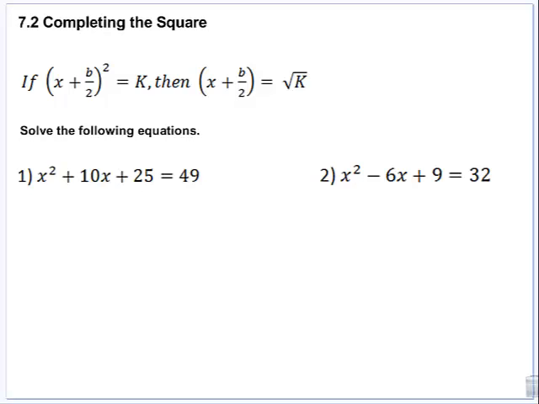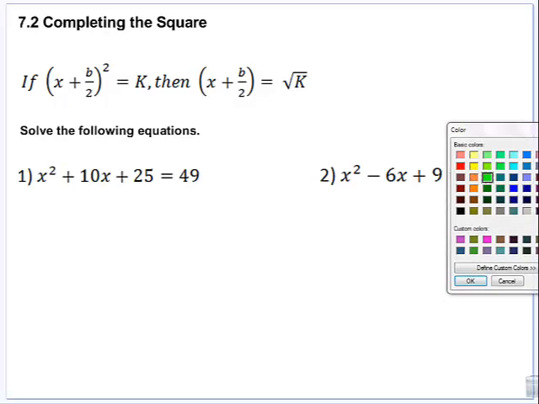So this section is 7.2, completing the square. What we're going to do here is use the properties of values that are squared and have this help us solve equations. So we're going to try to factor down our quadratic so that it factors down into a perfect square. And then we'll take the square root of both sides, and we should be able to solve for our x.